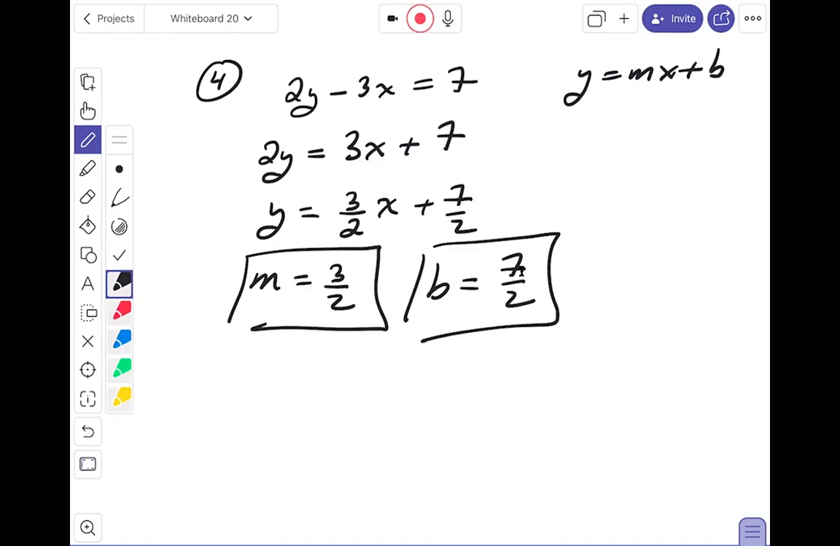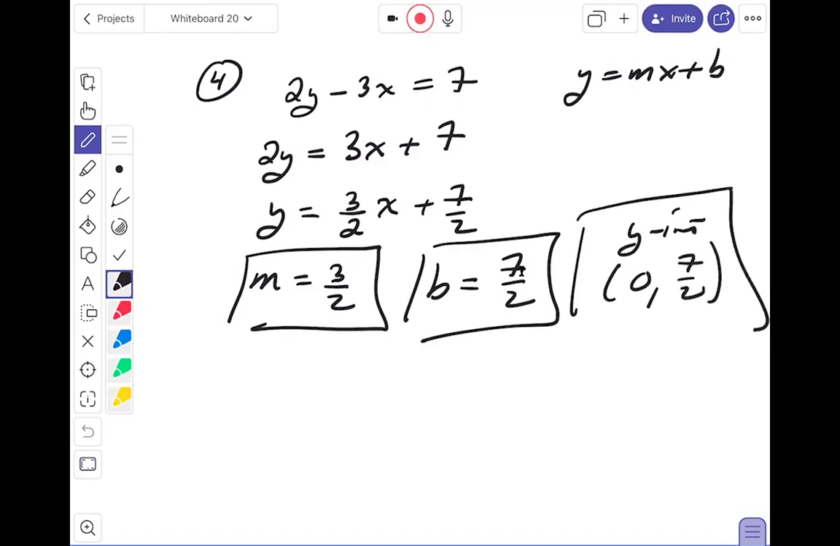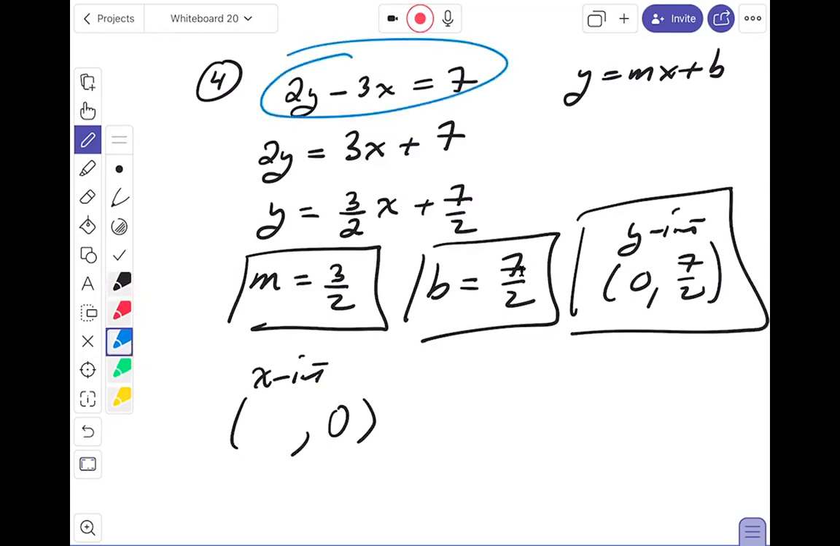Immediately know the y-intercept, because I know the b. It's 7/2. Again, we'll check in the key later. X-intercept, a little more challenging, but it's really the same story. What do we do? Set y to be 0. I would do that up here because it's easier for me. And what would you get? If y is 0, you would get minus 3x equals 7, or x equals minus 7/3. Again, we'll check this in the key in a second.